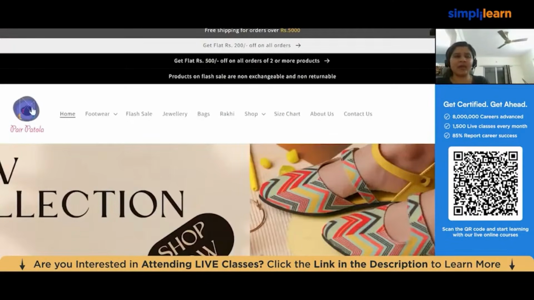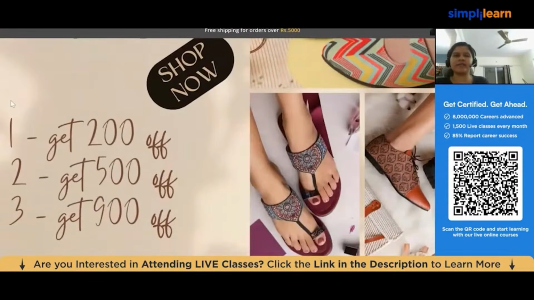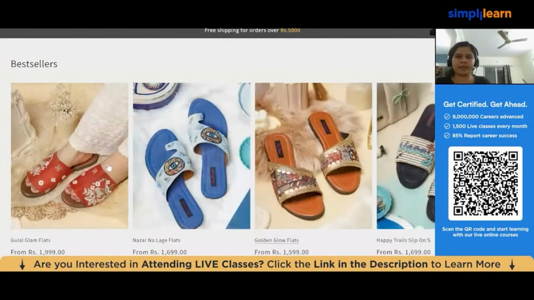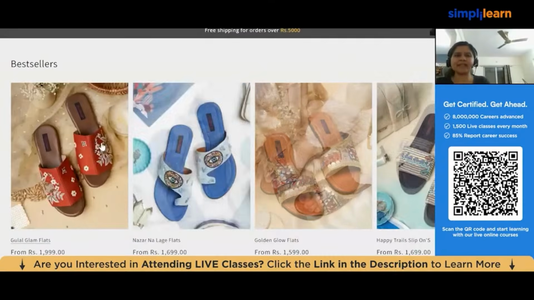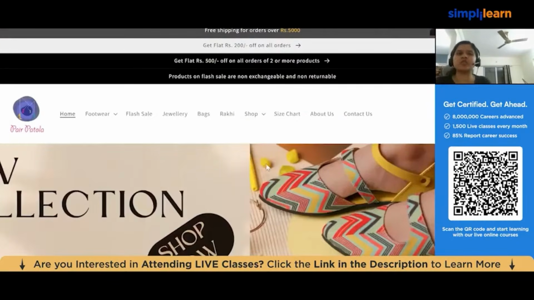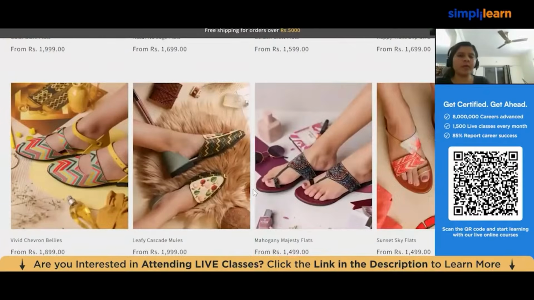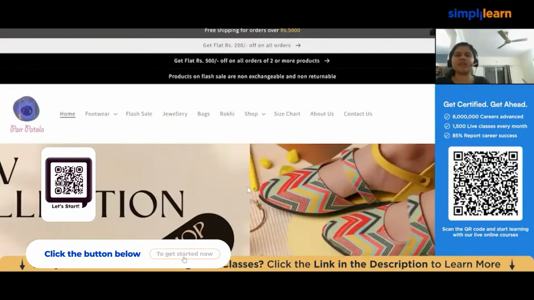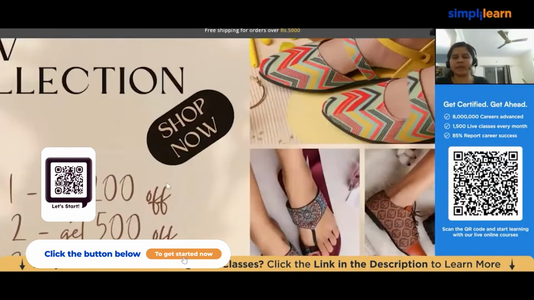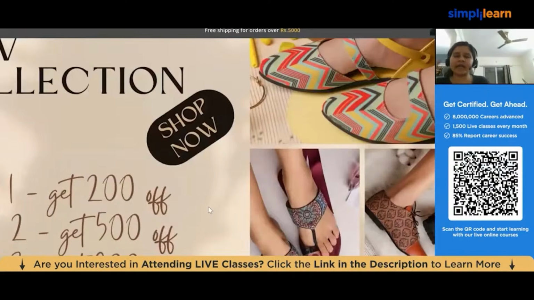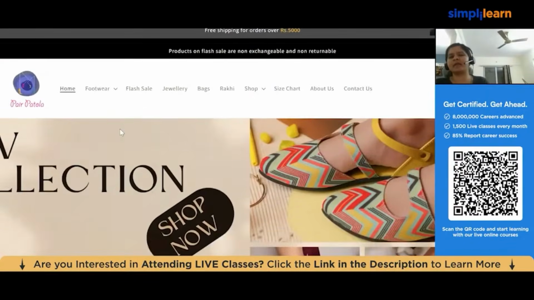If you see the brand logo, it's some purple, something is going on there. Here the color is different. I understand the product color can be different, but at least somewhere the brand color should be followed, right? So the problem with Pair Patola is the first impression is wrong. Your first impression is last impression, and for a website, the first impression is the topmost banner that they use.